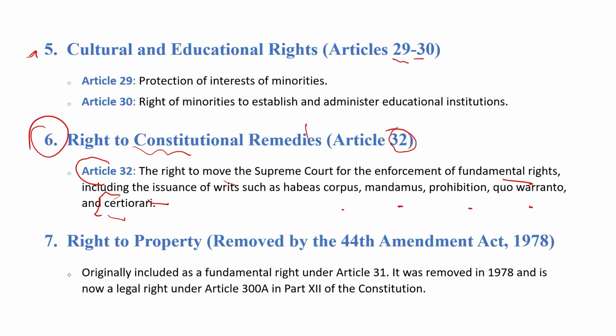Clear? And the last right is right to property, which was removed by the 44th Amendment 1978, and Article 31 dealt with the right to property. Now this is a legal right under Article 300A of Part 12 of the Indian Constitution. So these are the 6 fundamental rights. Originally, there were 7 fundamental rights.